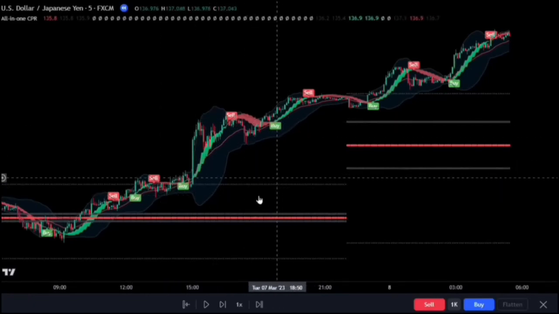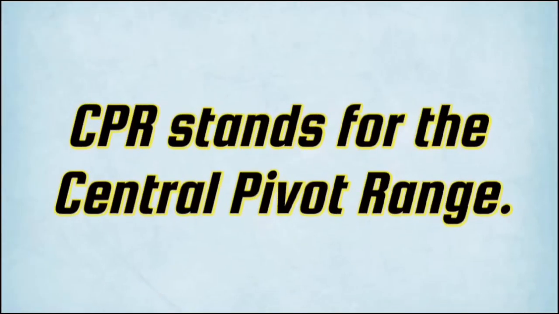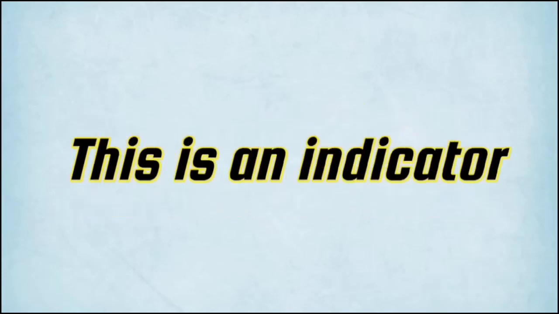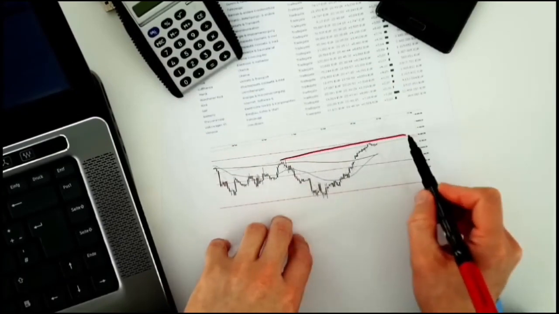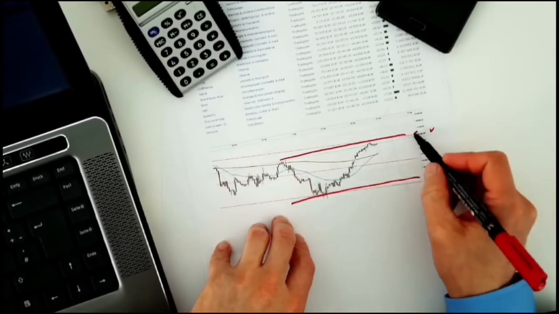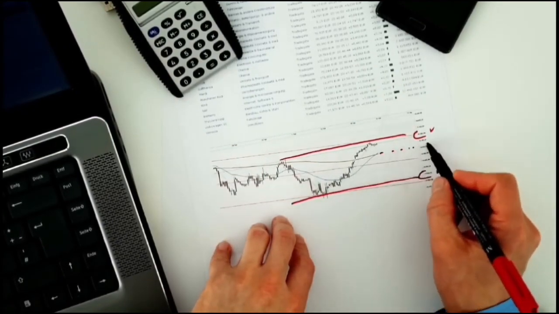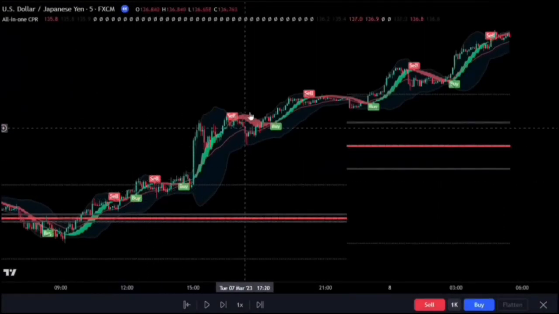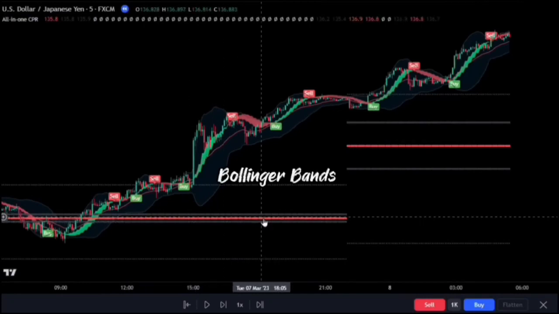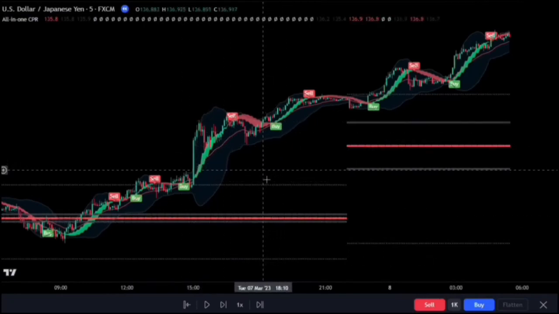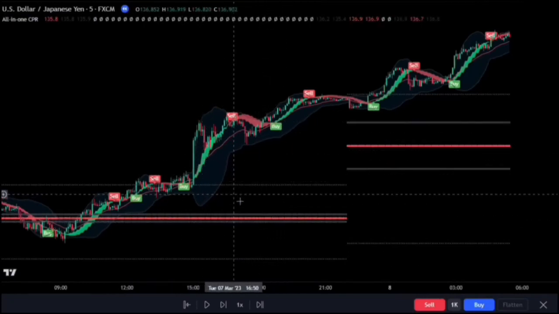So, what does CPR stand for? CPR stands for the Central Pivot Range. This is an indicator used to identify trade price level pivot points. It is very popular among professional traders due to its versatility and simplicity. Now, this indicator gives a lot of buy and sell signals, as well as drawing the Bollinger Bands and showing areas for pivot point. Just as the name indicates, it comes with different trading indicators.